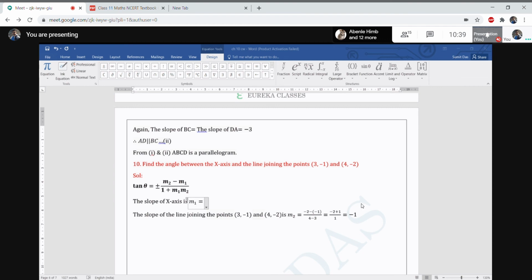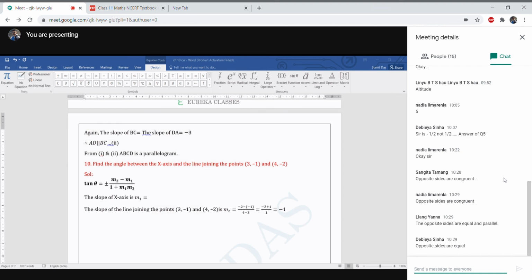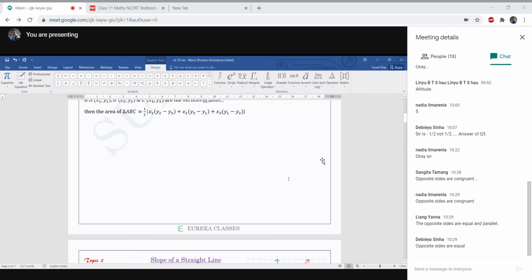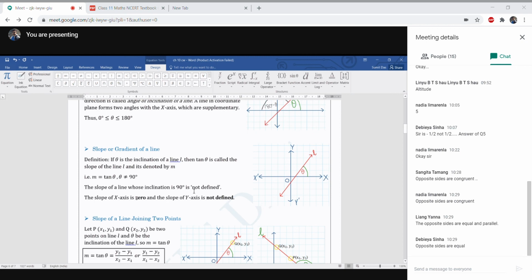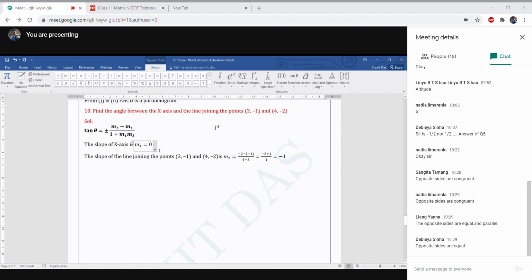Anyone? Let's see. Why whenever I'm asking a question is there no response? I don't know why. Whenever I'm asking any question, no response. I just told in this class that the slope of x-axis is 0. The first day you can see here, first topic: the slope of x-axis is 0 and the slope of y-axis is not defined.